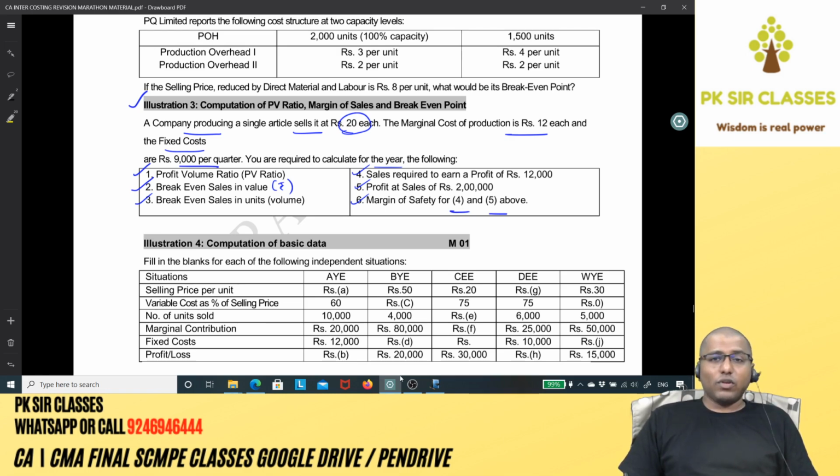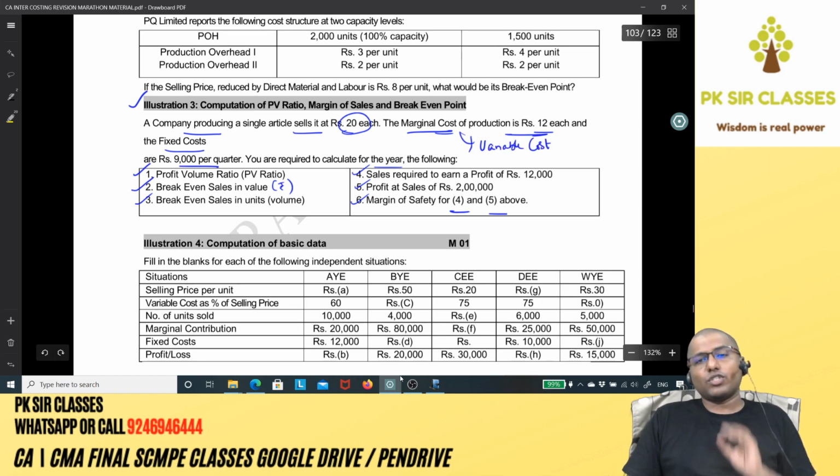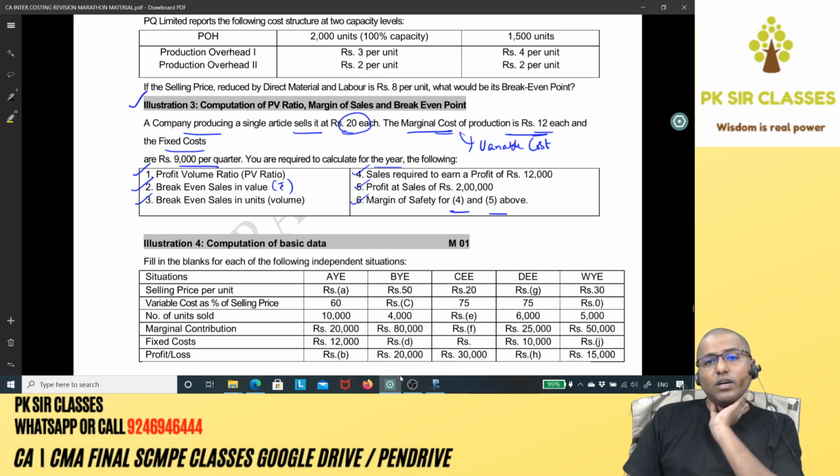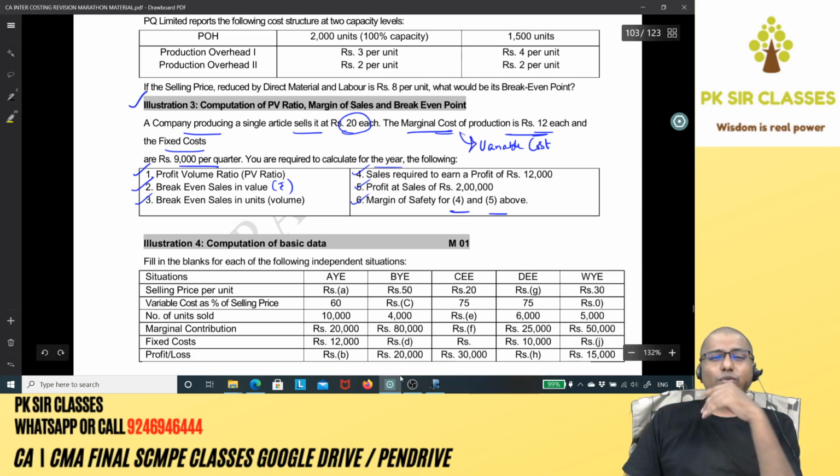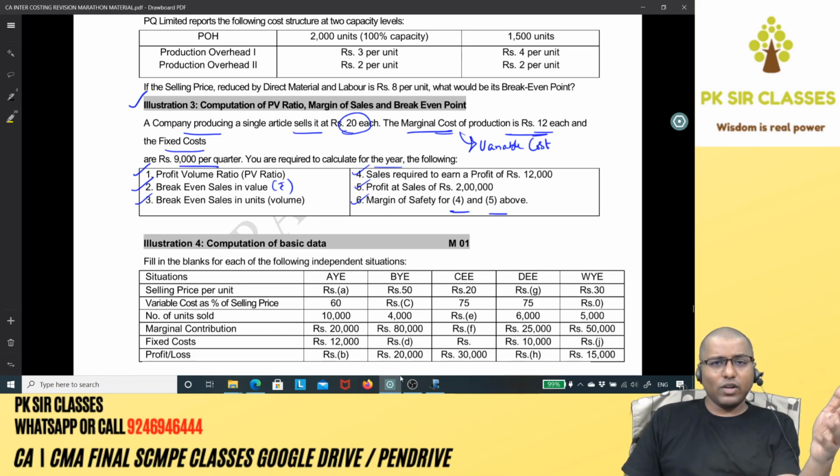Now before we try to solve this particular sum, you need to understand one thing. Marginal cost of production is 12 rupees. What do you mean by that? It is nothing but variable cost. So variable cost is 12. Are you trying to understand that marginal cost and variable cost is nothing but the same? No. See, variable cost changes proportionately along with the output. The marginal cost is not something that changes proportionately along with the output. Please try to understand. So we cannot say that marginal cost is always equal to variable cost.